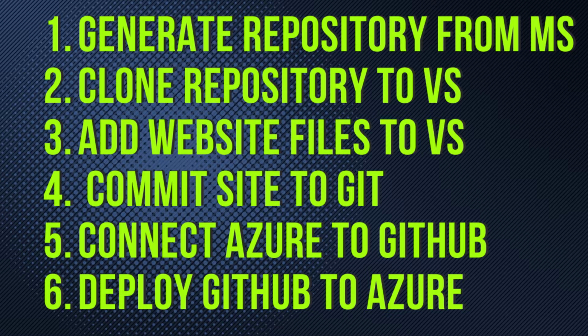We will connect Azure to GitHub, and then we will deploy GitHub to Azure. So then we have as such a DevOps pipeline with GitHub, so GitHub Actions. After that, we will test to make some changes in Visual Studio and see that they go the whole way through onto Azure. Okay, let's get started.